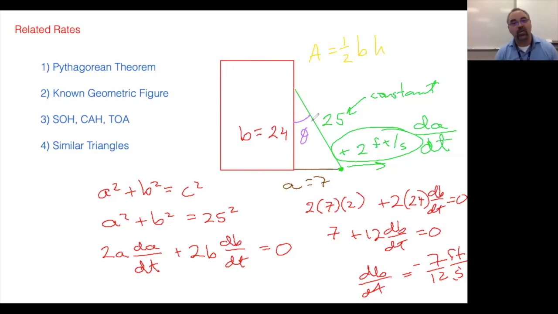You could do opposite over adjacent, tangent, but then you need dA dt and you need dB dt. And well, now we know what it is. In this case, it's negative 7/12. But if you were starting from scratch, you might not know that. So there's a great example of a related rate problem. That's one of the classics. You know, the baseball player running around the diamond, that's another classic one.